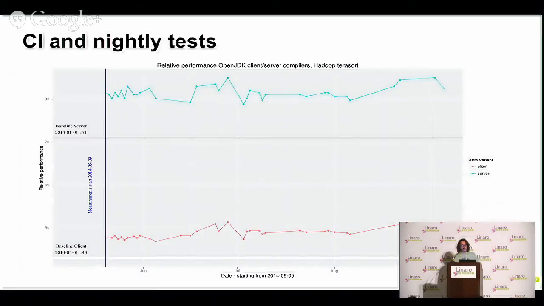So here we have a graph basically trying to highlight the difference between the client compiler and the server compiler. And in both cases, this is against a baseline taken on the 1st of April this year, which is what we call the FCS release of the OpenJDK tree. As you can see, if you use the server compiler, you get a massive performance win.